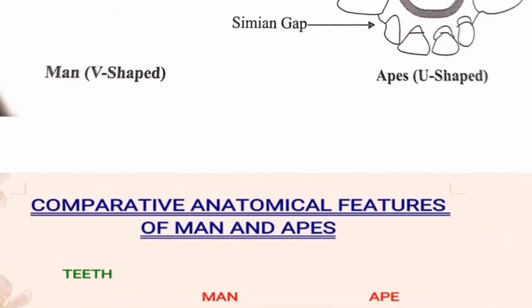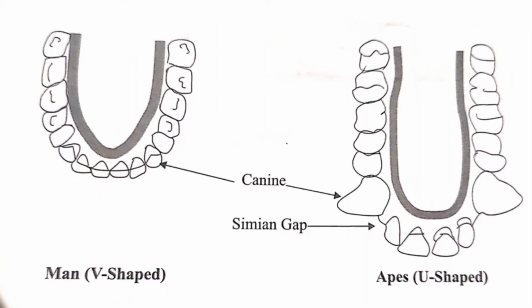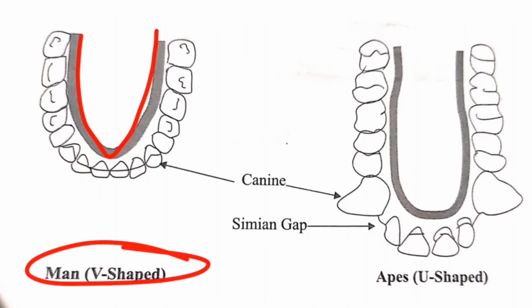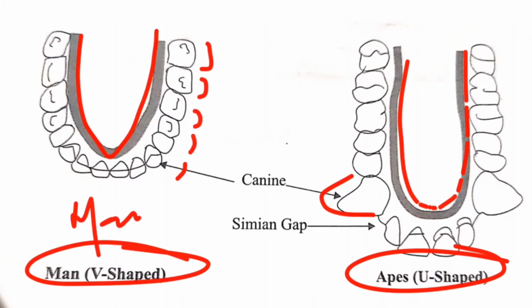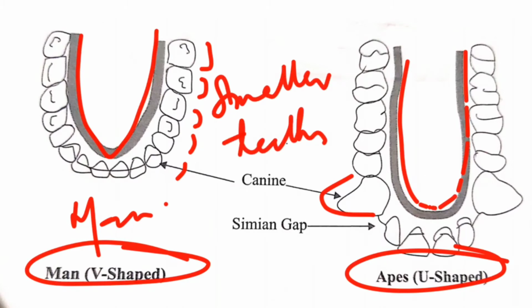Now have a look at the diagram. This is the parabolic or V shape of the dental arc of a man, and this is the dental arc, that is the U shape, of apes. This is representing the canines, and you can also see the size of the teeth. This is the man with smaller teeth, and this is the ape with larger teeth.